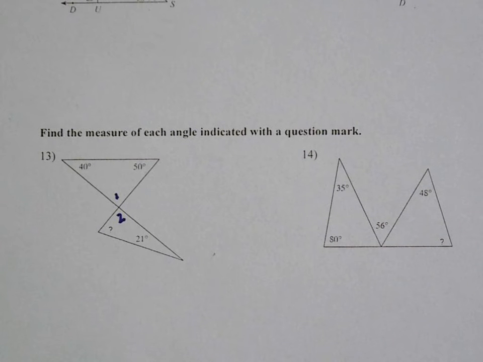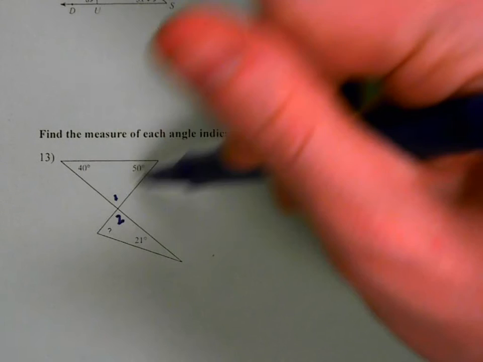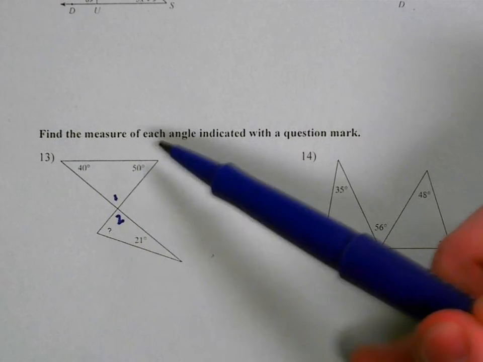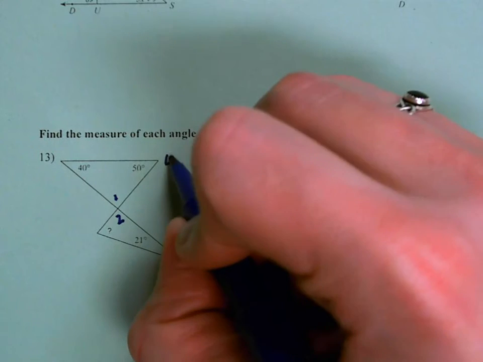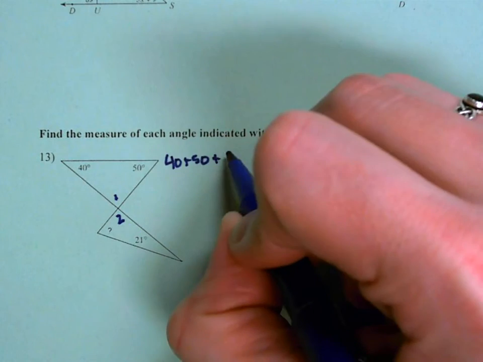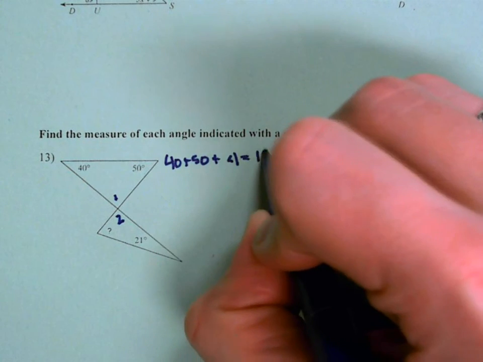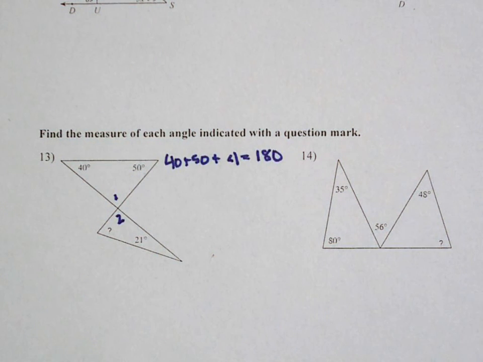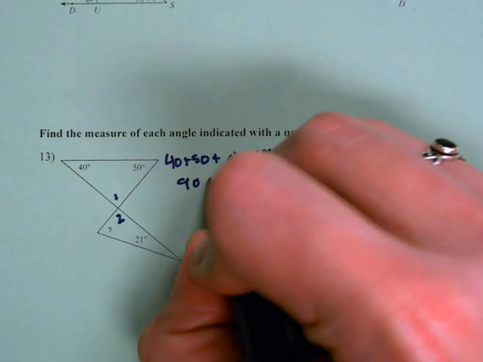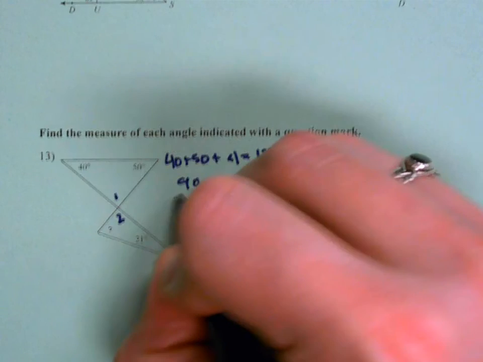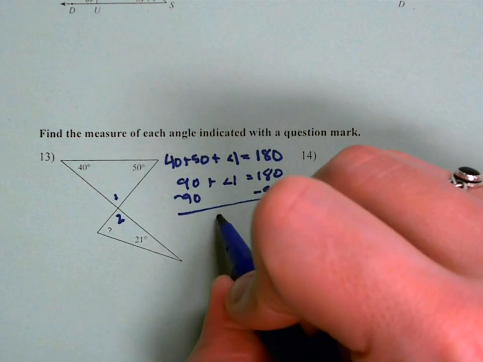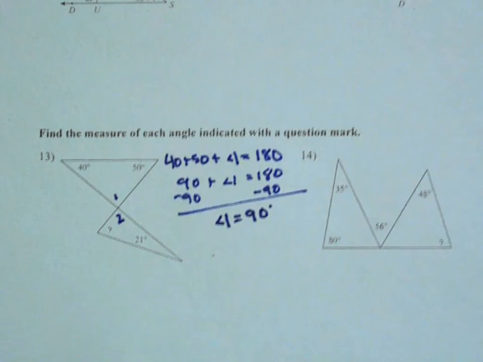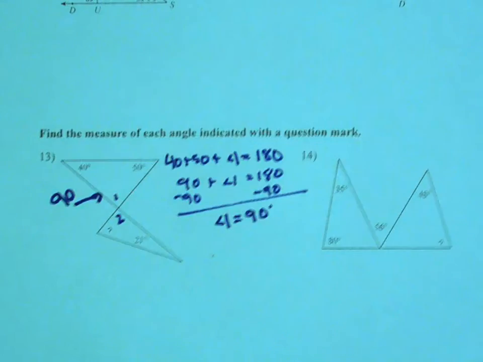Well, I could find angle 1 because I know in this triangle on the top, one angle is 40, one angle is 50, which means I can find my third angle because 40 plus 50 plus angle 1 is going to equal 180 degrees since they're all in a triangle. So that's 90 plus angle 1 is 180. We subtract 90, and we have angle 1 equals 90 degrees. Okay, so I'm going to draw an arrow right here, and I'm going to put 90.